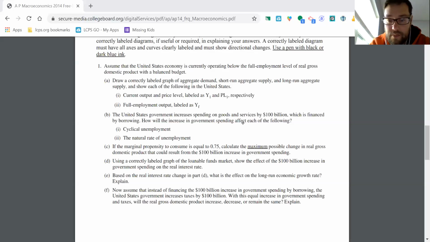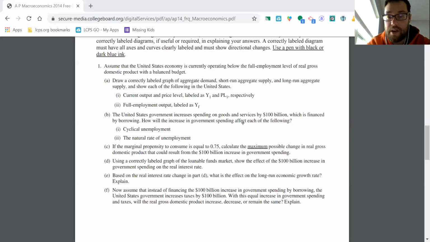So in this case, go back to our original calculation, right? 0.75 was the MPC. So if we're going to calculate the tax multiplier, 0.75 over negative 0.25, we've got this equal to negative 3. So that net effect, if we multiply that times the 100 billion tax increase, remember it's going to be the opposite direction. So it's going to decrease real GDP by 300 billion.